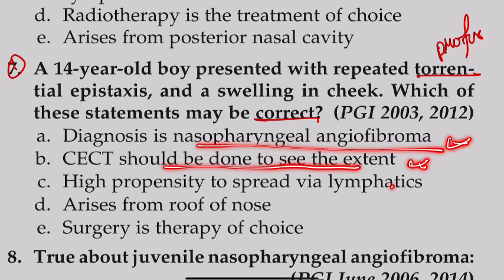Now this option C is not right. There will be no spreading through lymphatics. Now D, arises from roof of nose. That's also not right. It arises from the roof of the nasopharynx, not from the nose. Surgery is the therapy of choice. That's right. So here options A, B and E are the right statements.